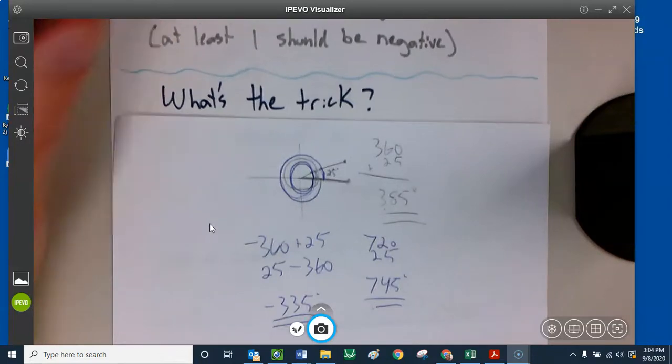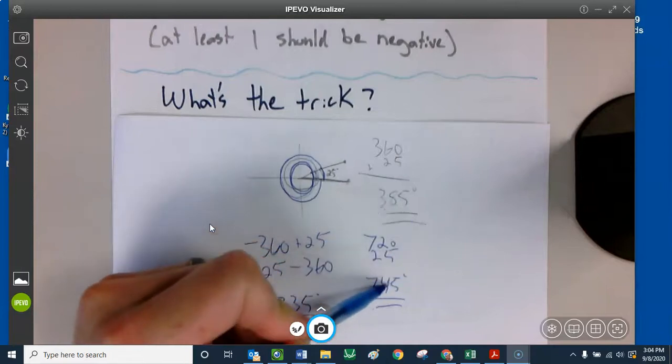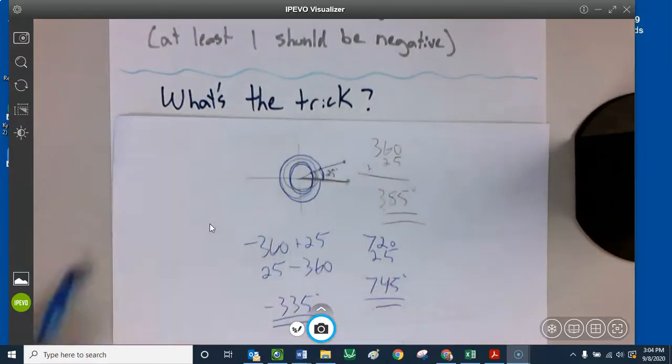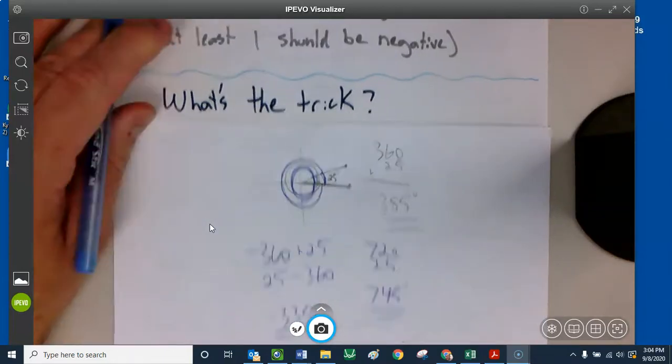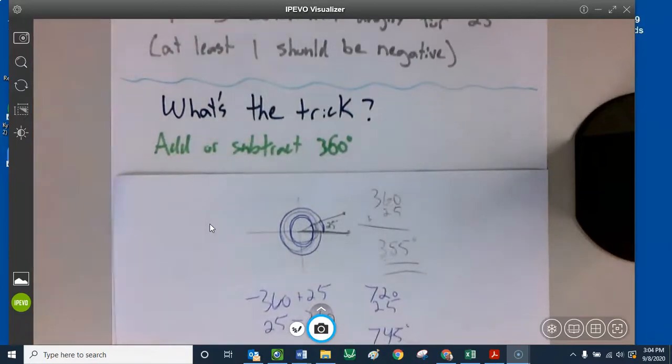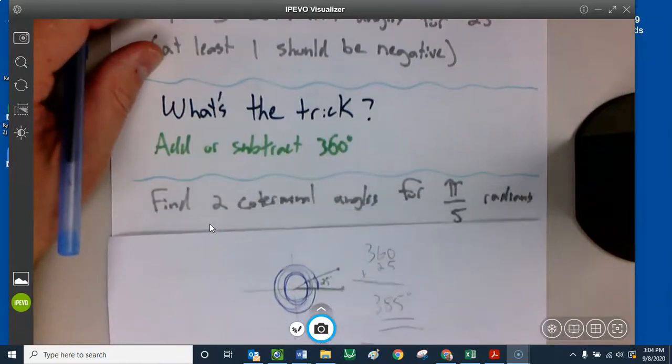What's the trick? Okay, well, each time on these, I'm just adding 360 to get to this one. Then add 360 to get to this one. Then I could add 360 to get to this one. Or going in the opposite direction, subtract 360. Subtract another 360. The trick is to add or subtract 360 degrees to get your coterminal angles. Easy. Okay. Try this one now.